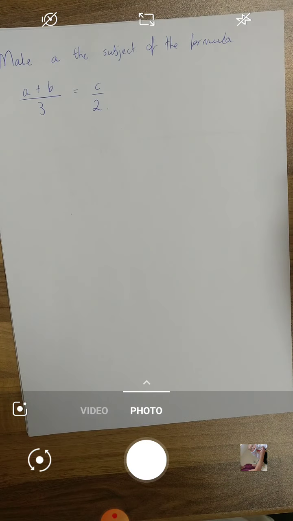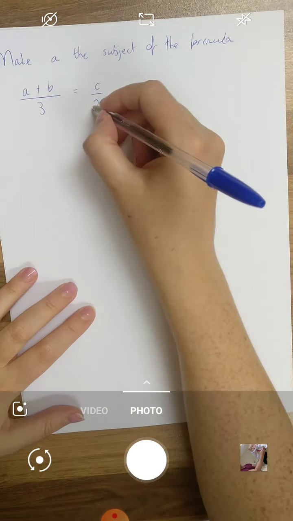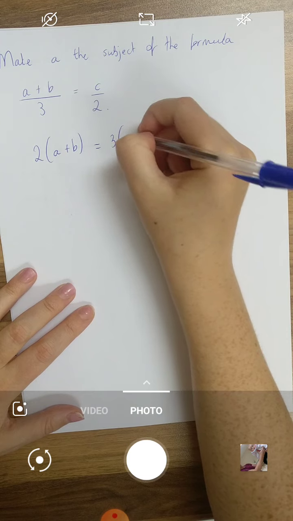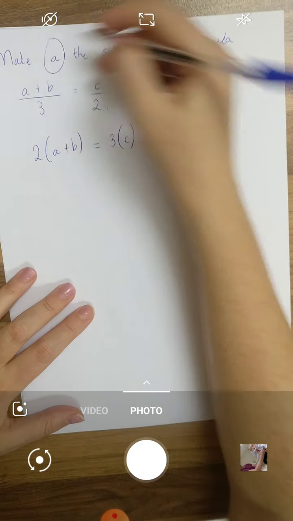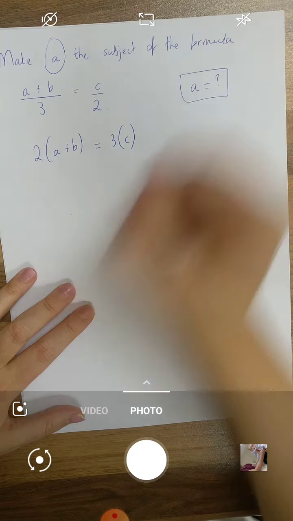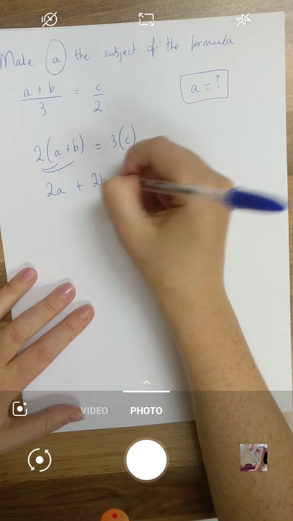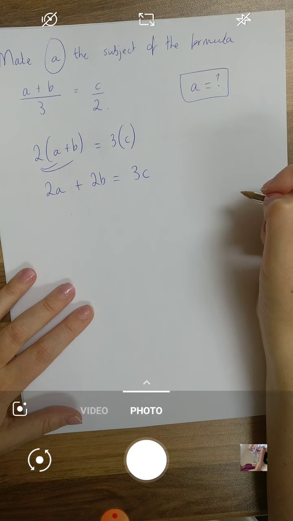Okay, and the last one of those we'll do, it says here, make a the subject of the formula. Now what we can do here is cross multiply. We have two fractions, and we could cross multiply, which would eliminate the fractions for us. So I'm going to multiply 2 by all of that top line on the left, and 3 by the top line on the right. Now we're trying to get a on its own in this question. So we have 2 times a is 2a, 2 times b is 2b, and 3 times c is 3c.